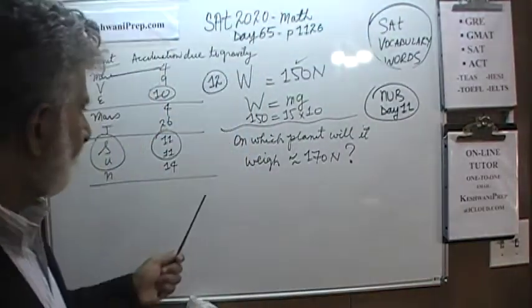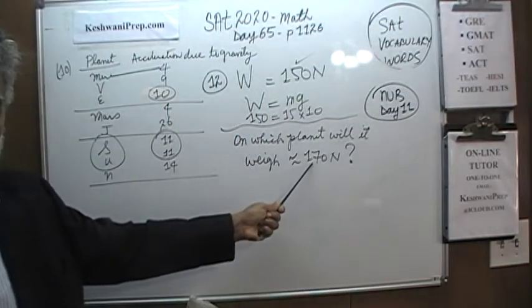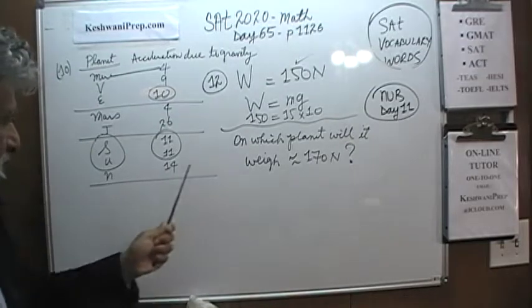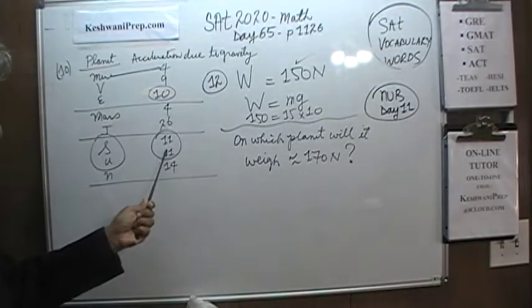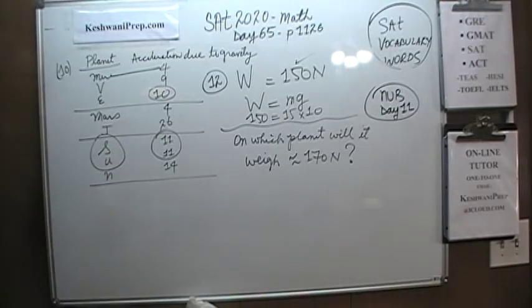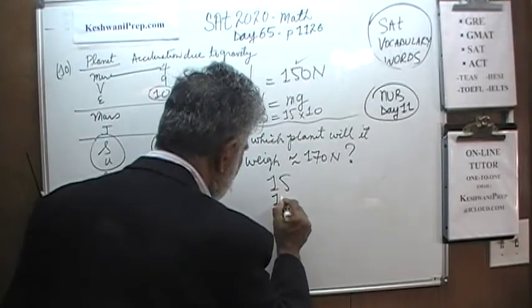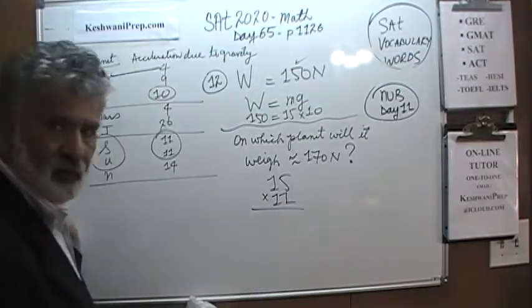And we already established that on the other planet, where it weighs 170 Newton, gravitational pull has to be a little bit higher. It has to be this, 11. Anything else is too high, 14 is too high, 26 is too high, 4 is too low. So let's take the 11, 15 times 11, let's multiply it and see what we get.